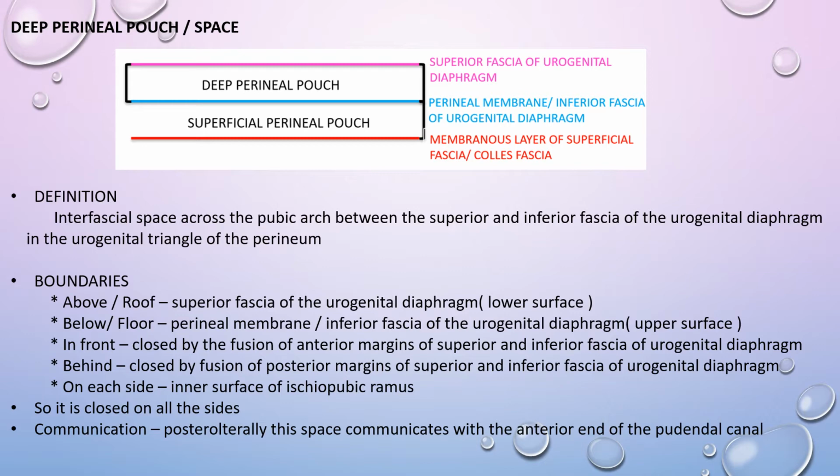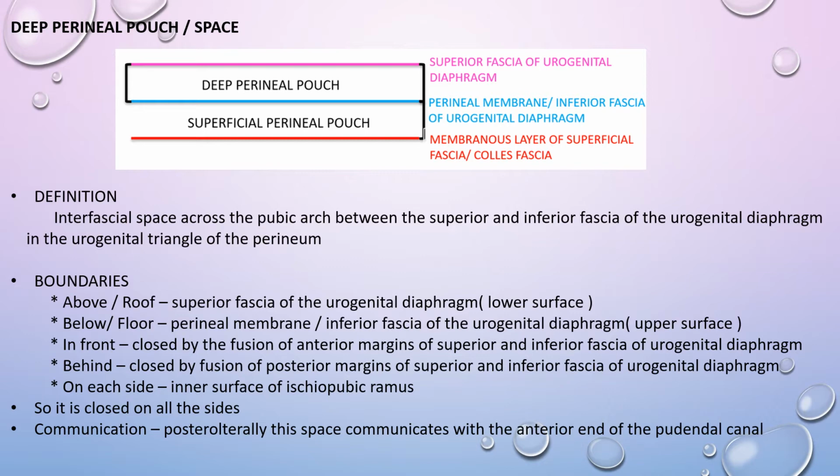By definition, it is an interfascial space across the pubic arch between the superior and the inferior fascia of urogenital diaphragm in the urogenital triangle of the perineum.